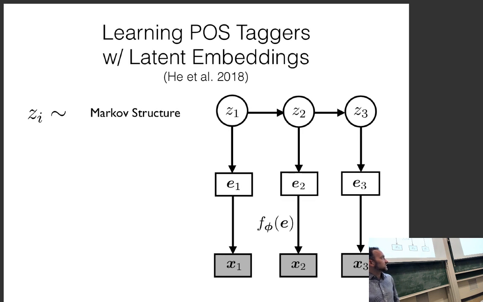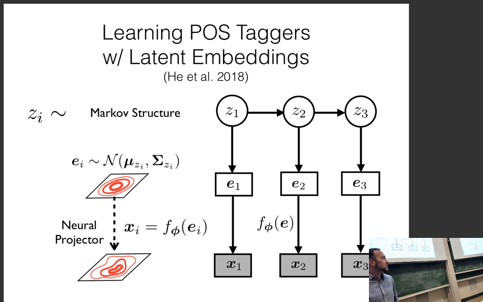So this Z is like a Markov structure. It's like a hidden Markov model. And then from each state, we emit according to a regular Gaussian distribution that has a mean and a variance. But then in addition to this, these X down here are the embeddings that we actually observed. And we transform these with a function that transforms from this simple space to a much more complicated space.